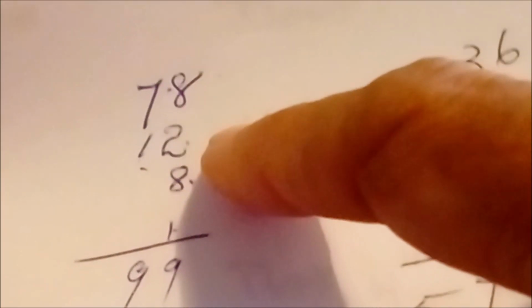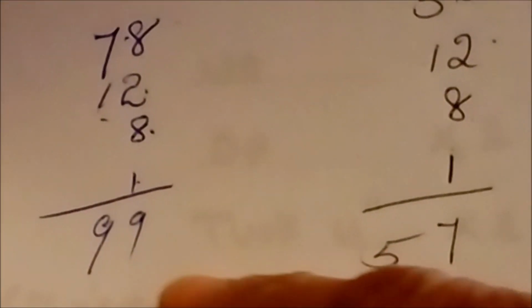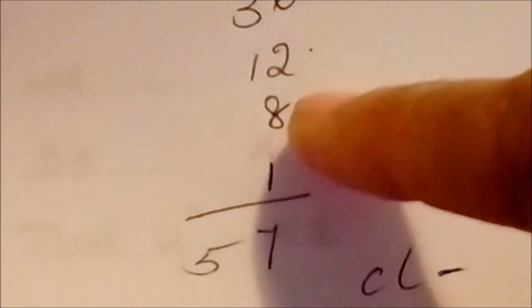So here we add up the measurements. This is the length, this is the 78, 6 inches twice, that's 12, 4 inches twice, that's 8, and 1 inch for the casing, we get 99 inches. We have 36 plus the 12 plus the 8 plus the 1, that's 57 inches. And this is our cut length, 99 by 57 inches.